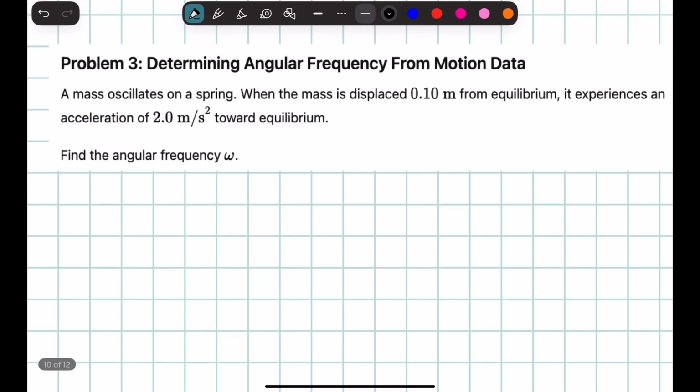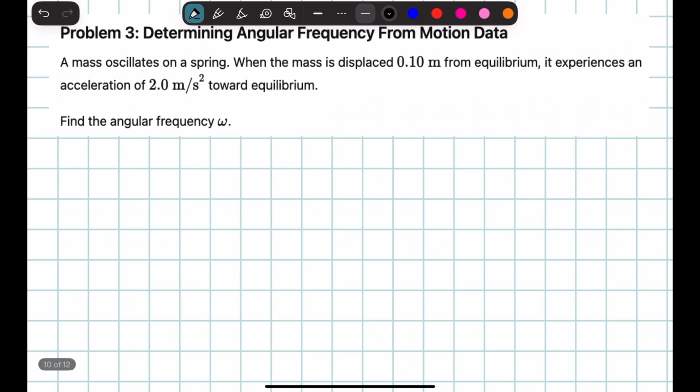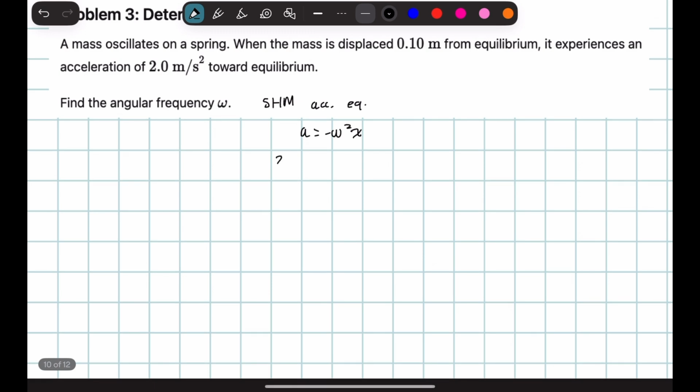A mass oscillates on a spring. When the mass is displaced 0.1 meters from equilibrium, it experiences an acceleration of 2.0 meters per second squared towards the equilibrium. Find the angular frequency omega. So we can use the simple harmonic motion acceleration equation, which is a is equal to negative omega squared times x. So substituting in our values, we have 2 for the acceleration, omega squared, times our displacement of 0.10.